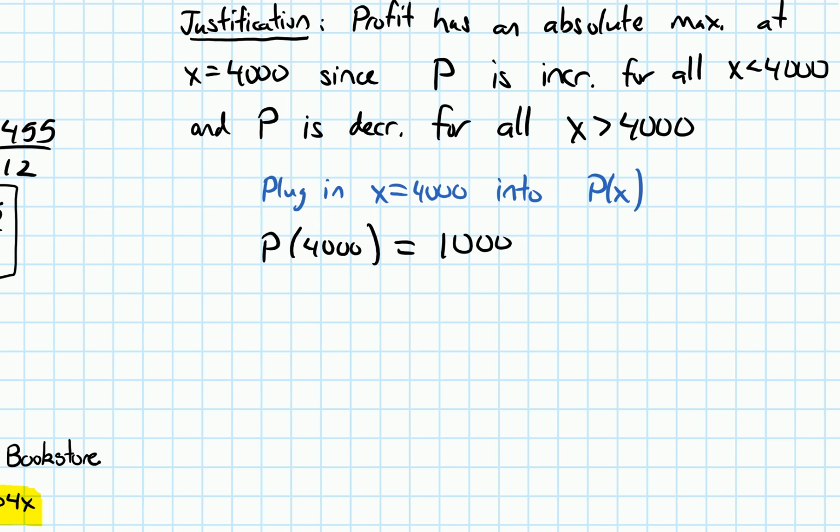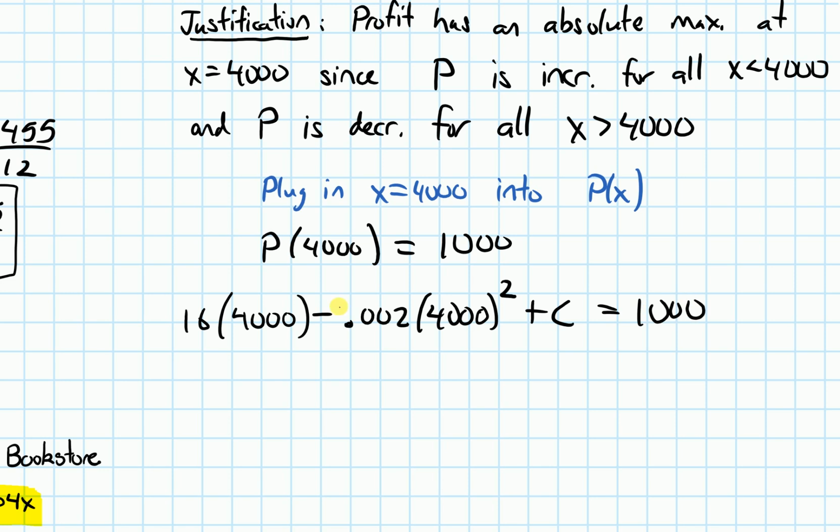Okay, so I'll get 16 times 4,000 minus 0.002 times 4,000 squared. So that's plugging 4,000 into my profit function. And then plus c, sorry, I forgot the plus c, equals 1,000. And if I simplify this, we get 32,000 plus c equals 1,000. And then isolating c, we get 1,000 minus 32,000, which is negative 31,000. Okay, so we have our value of c.